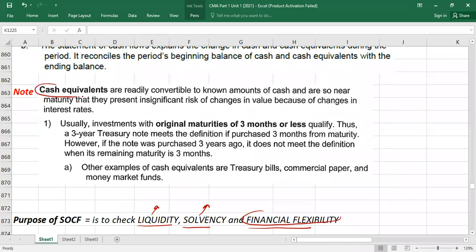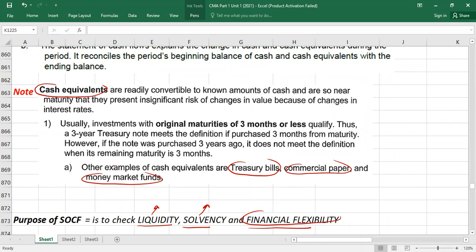Cash equivalents are not hard cash, but they are close to cash. For example, sometimes you buy government securities, which are also called treasury bills. These are short-term investments. Or you might invest in commercial papers, or maybe money market funds. They are treated as cash equivalents.